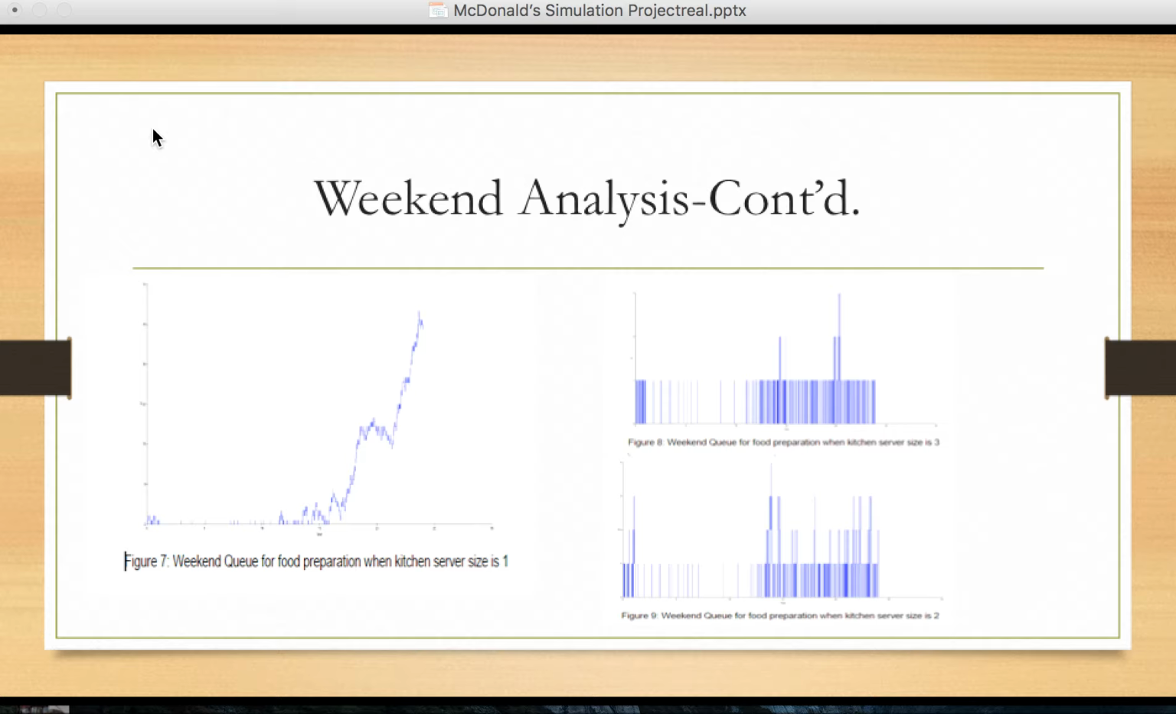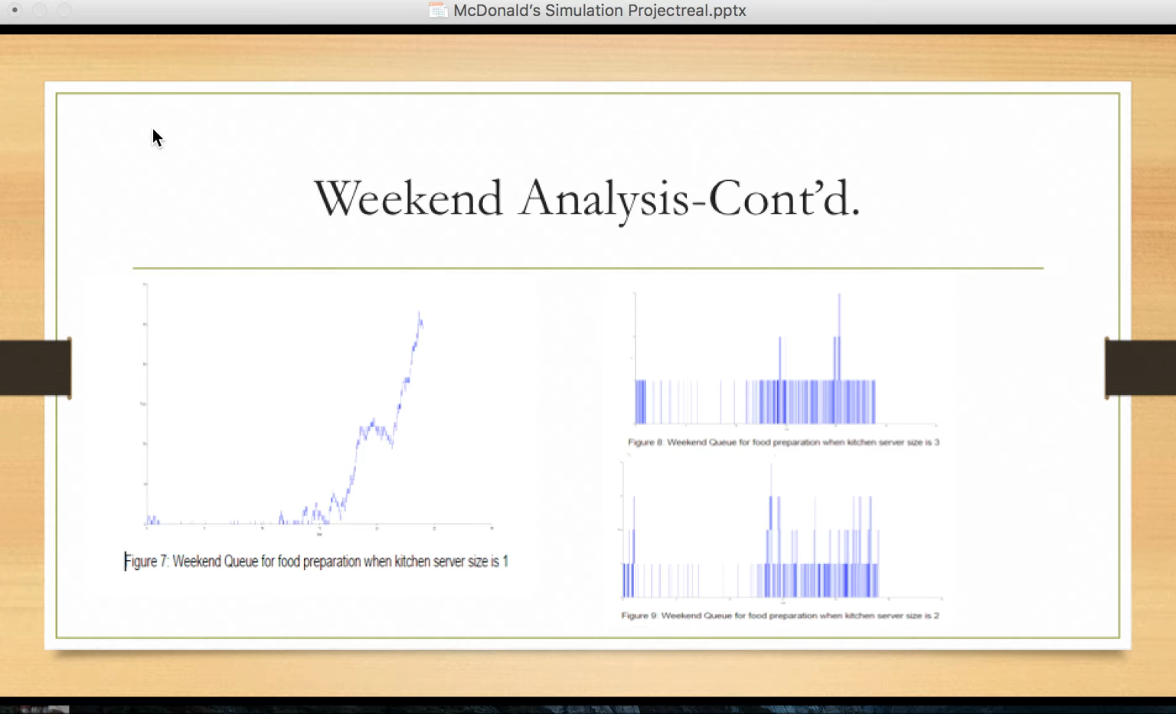Therefore, we want to increase the size, and we first increased the size to 3 because we know that the service rate of the kitchen staff is approximately 3 times slower than the cashier's rate. Therefore, we increase the size of the kitchen staff to 3, and when we run the simulation, we see that the queue is always under 5, which makes the solution acceptable.